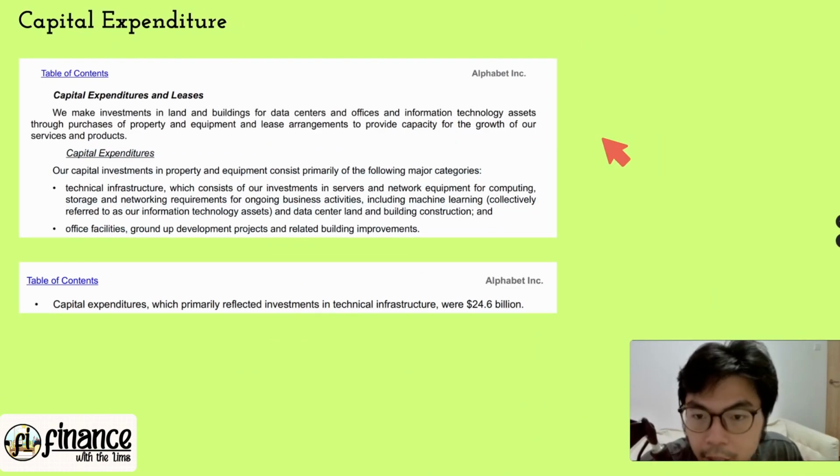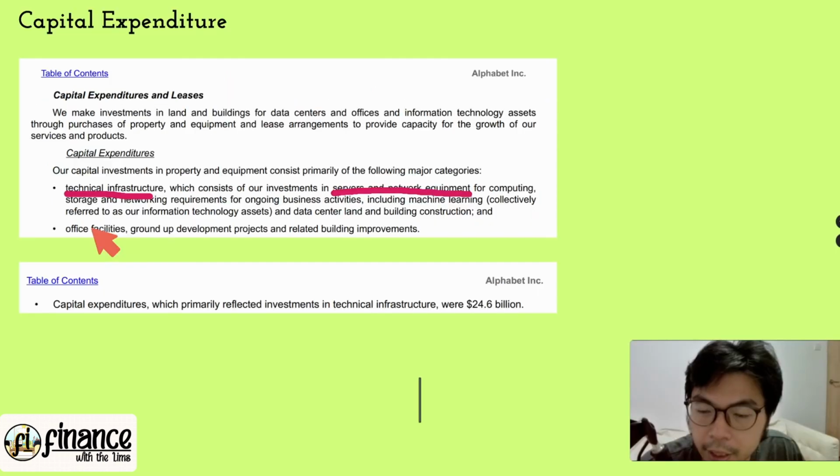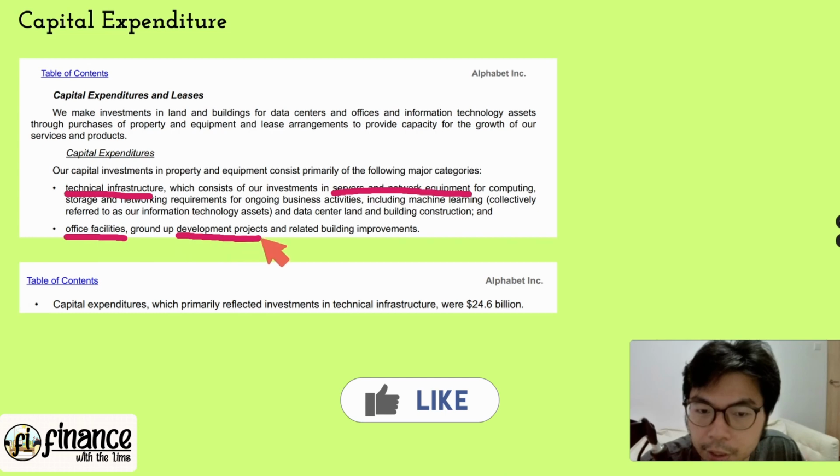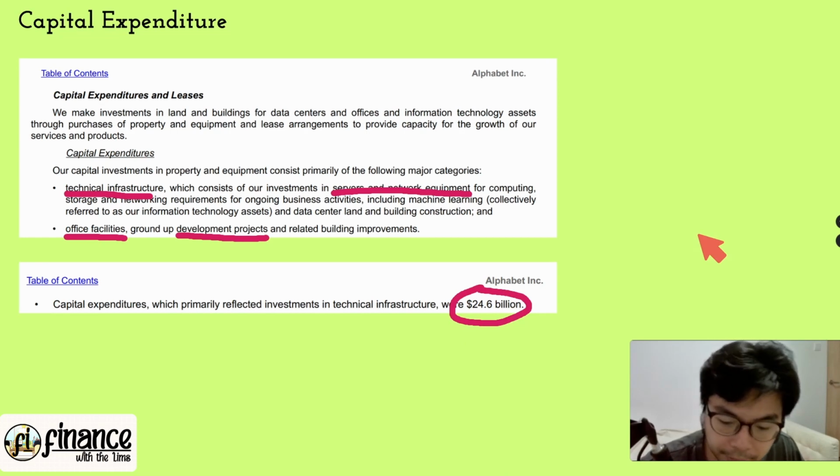Next, we need to calculate the capital expenditure. For Alphabet, the capital expenditure is mainly for technical infrastructure, which consists of their investments in servers and network equipment for computing, storage, and networking requirements. The second capital expenditure is office facilities, ground-up development projects, and related building improvements. So the total capital expenditure was $24.6 billion.